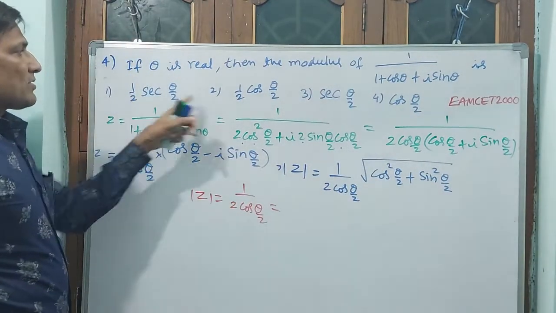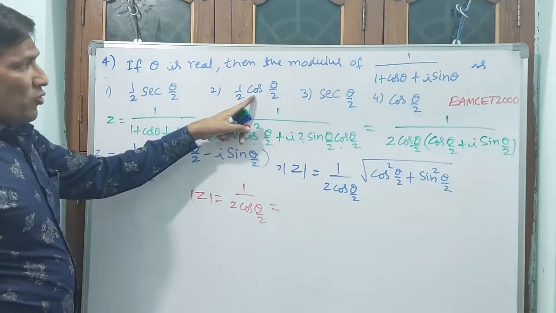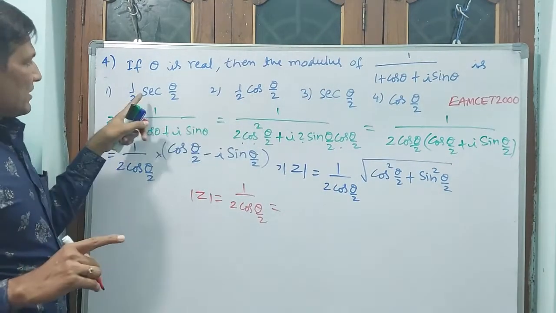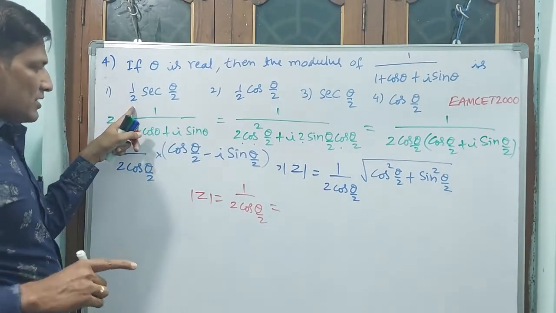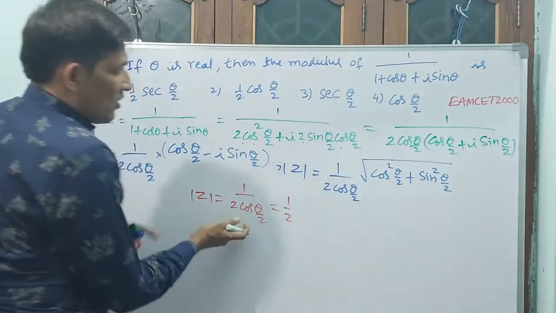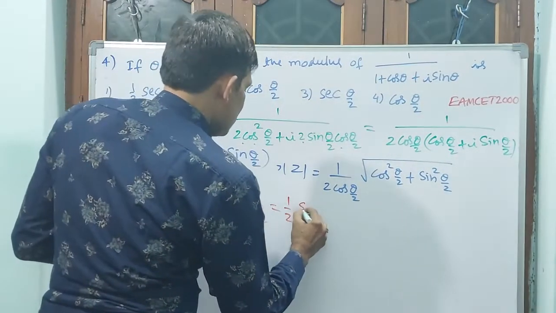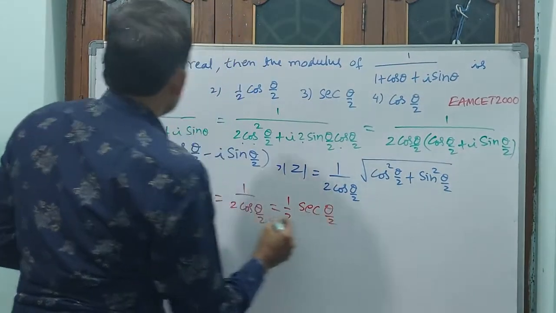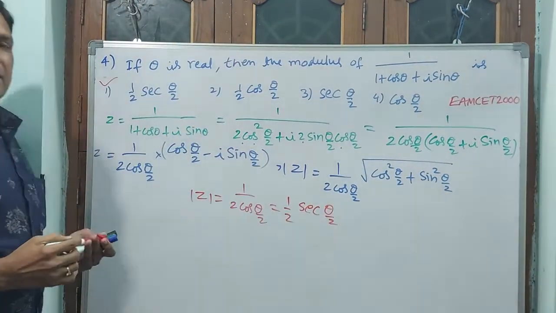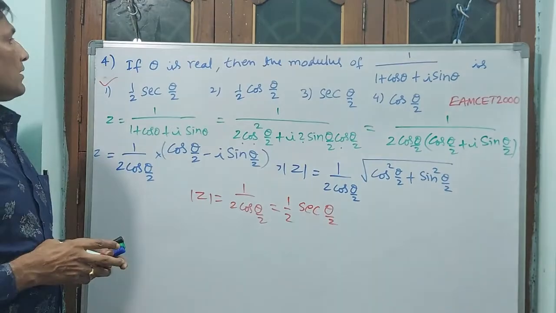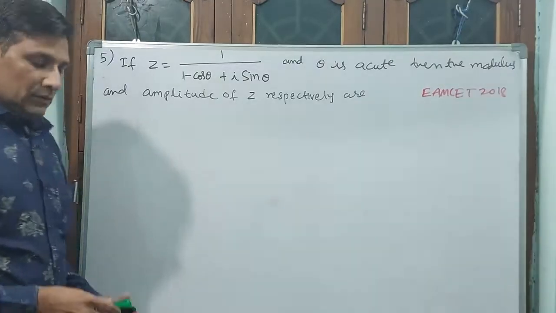But the answer is not there. You see, numerator cos theta by 2 is not correct, but this may be correct. Why? Because 1 by 2 is there. Cos theta by 2 in the denominator, if it goes to the numerator, becomes secant theta by 2. You put answer 1. Okay? Let us go for the fifth question.